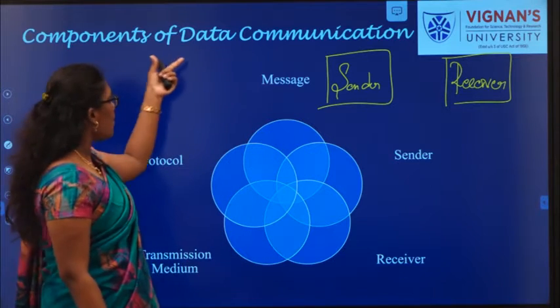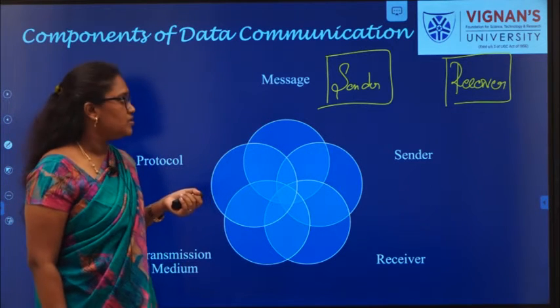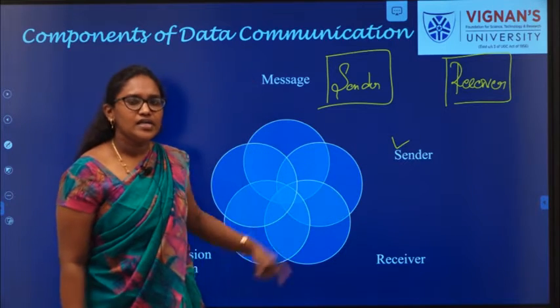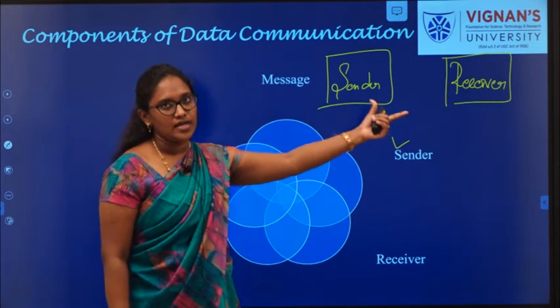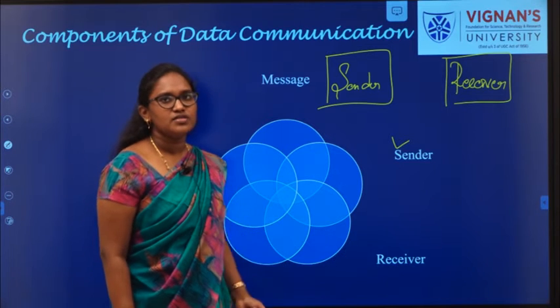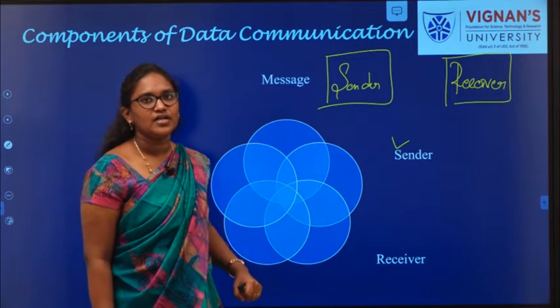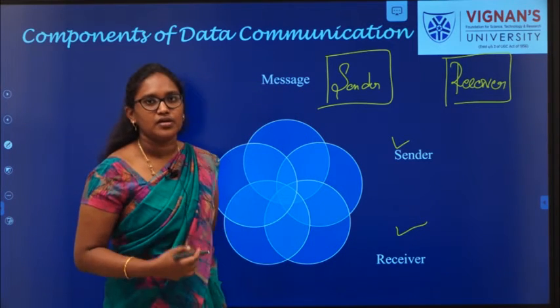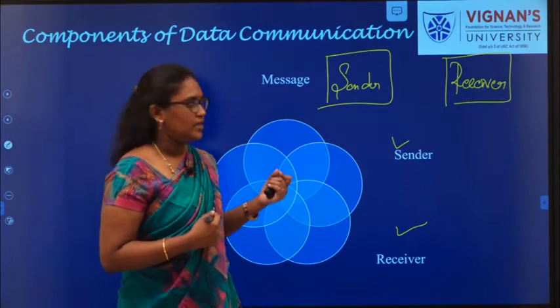So we will see the components of a data communication. Here the first component is sender. Sender is nothing but the one who is sending the data. Receiver means the one who is receiving the data. These 2 terminologies we are very much familiar with, so no need to go into much detail.